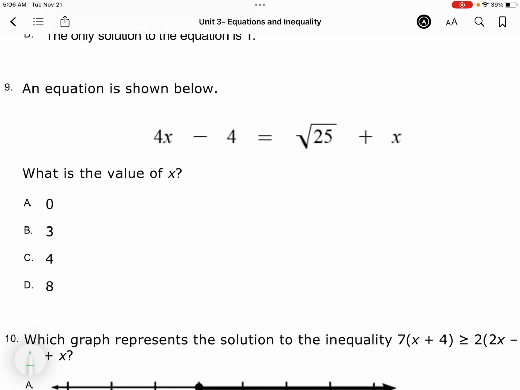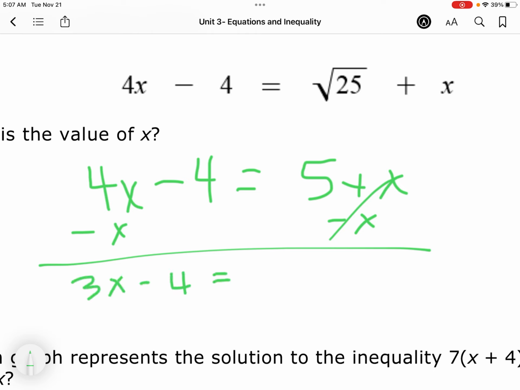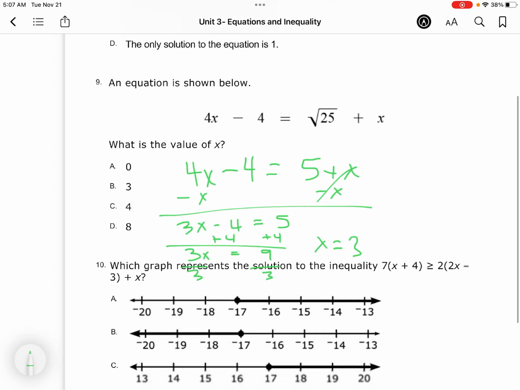For this one, we know the square root of 25 is 5. So 4x minus 4 equals 5 plus x. So we're just going to solve it from there. Three x equals 9. Divided by 3. X equals 3.